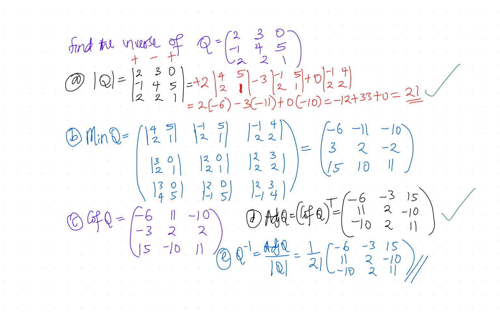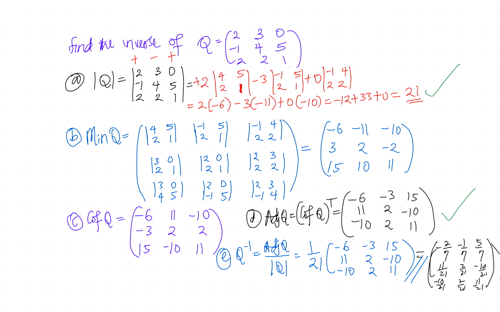So what I just did here, let me do it here again. So this is minus 6 over 21. That's minus 2 over 7 because 3 goes in 6 twice. 3 goes in 21 7 times. Then this is minus 1 over 7. Then this is 5 over 7. Then this is 11 over 21, 2 over 21, minus 10 over 21. And in the last row, you have minus 10 over 21, 2 over 21, and 11 over 21. And that is what you have.